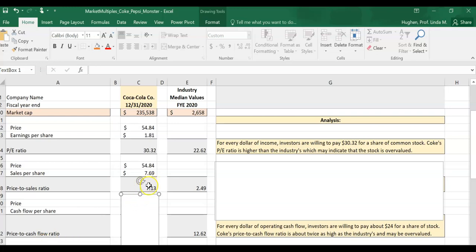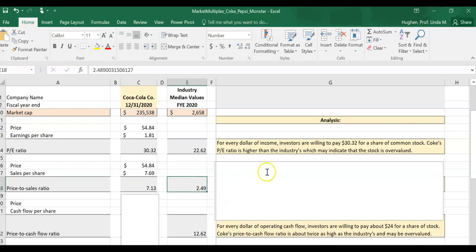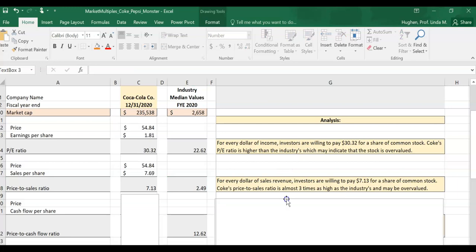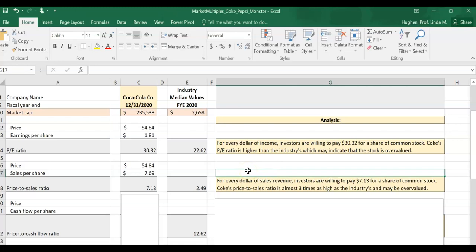So I have a price to sales ratio of 7.13, significantly higher than the industry median for Coca-Cola. And in my analysis, I wrote that for every dollar of sales revenue, investors are willing to pay $7.13 for a share of common stock. Coke's price to sales ratio is almost 3 times as high as the industry's. And so this might be an indication that, if the industry median values that I pulled together are indicative of Coca-Cola's industry, Coca-Cola could be overvalued.